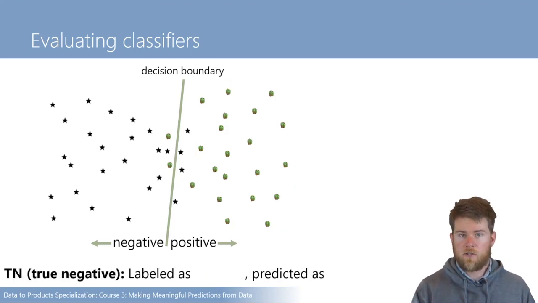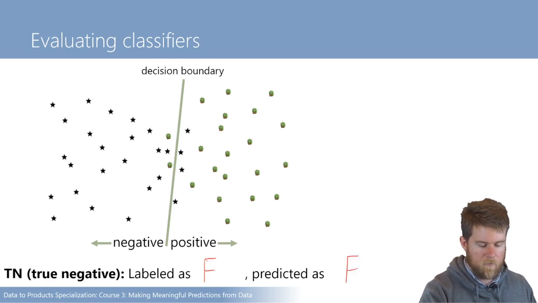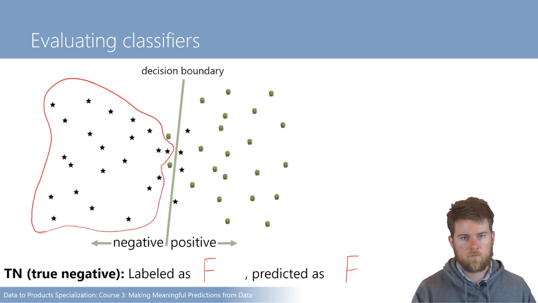Okay, second notion is the same thing for negative data points, so true negatives. These are things that are labeled as false, and we also gave them a false prediction. So those would be negatively labeled data points that we correctly assigned a negative label. Okay, so those are the things we got right.